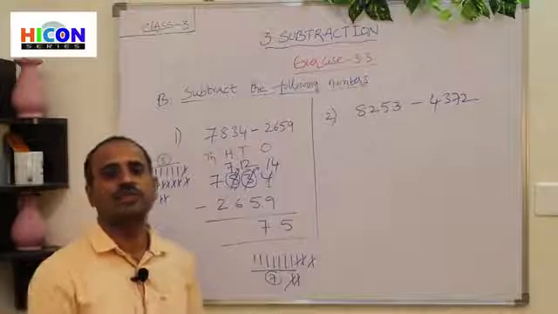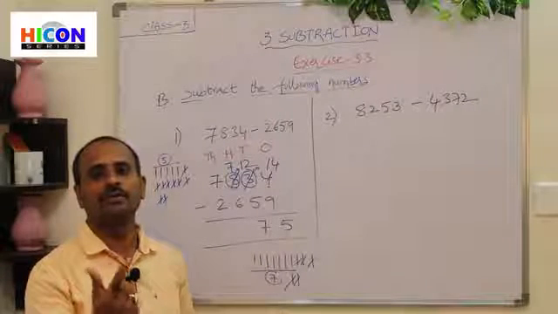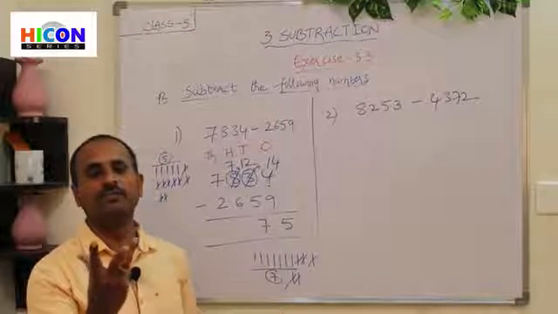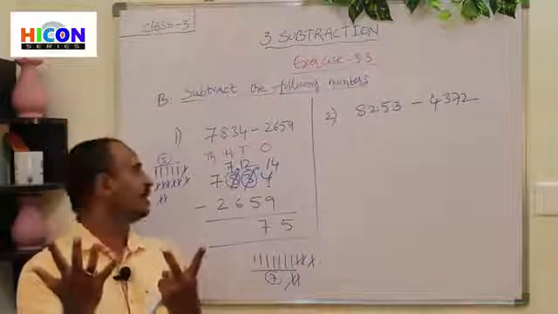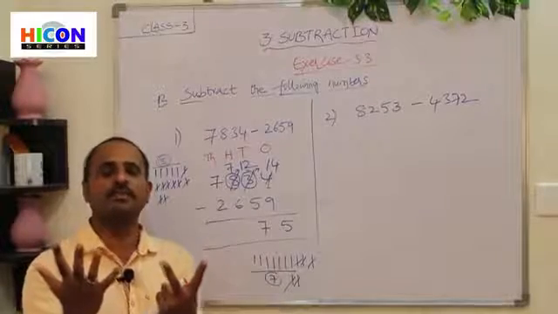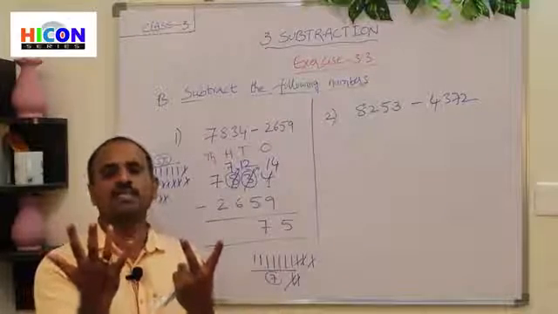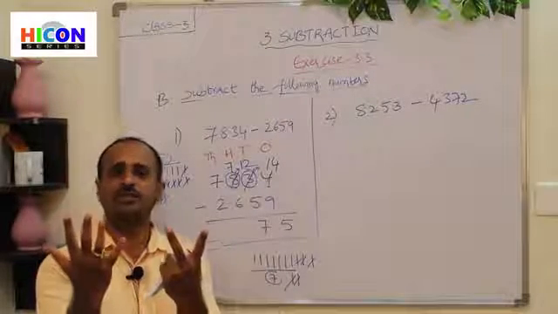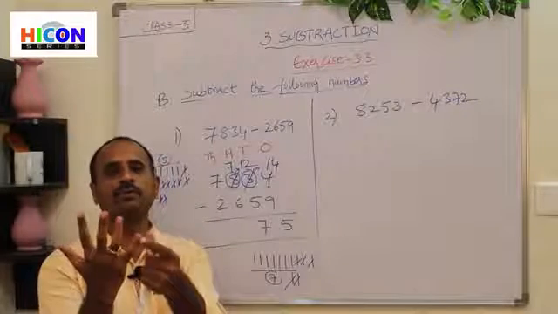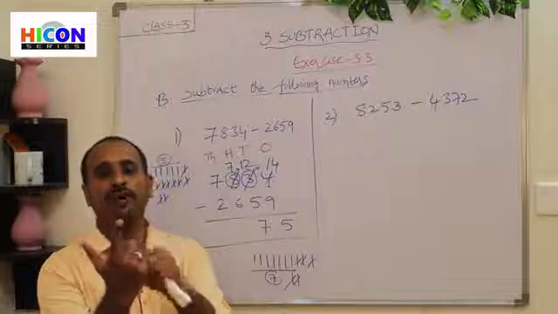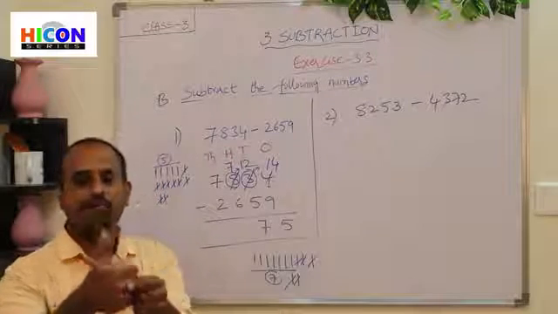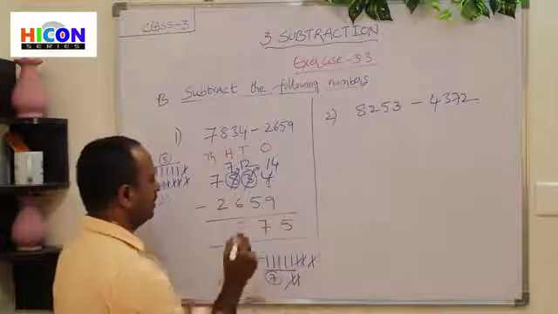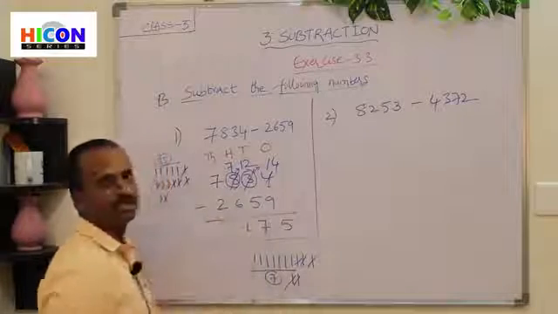So open 7 fingers of your hand. 1, 2, 3, 4, 5, 6, 7. So children, these are the 7 fingers. And what is the second number here? 6. So close 6 fingers among these 7 fingers. 1, 2, 3, 4, 5, 6. Children, how many fingers are remaining? There is 1 finger remaining. So write 1 under the hundreds place.